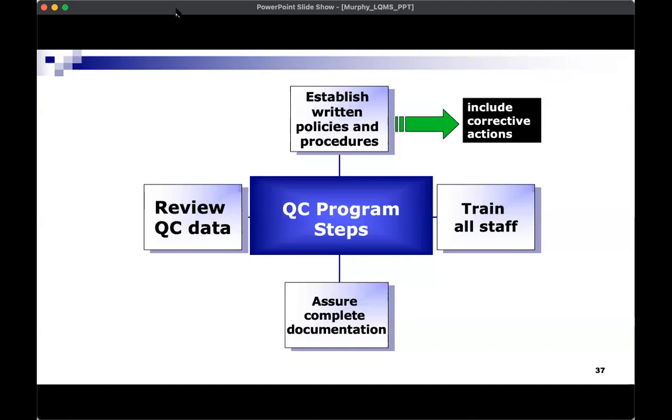So it's not enough to just do the QC, you need to document it. And then it's not enough to just document the QC, it needs to be reviewed, because what's the point of doing the QC if you're not going to review it and actually take steps based on the results? So those are the really important steps of a QC program. And again, this will all be covered in more detail in later sessions.